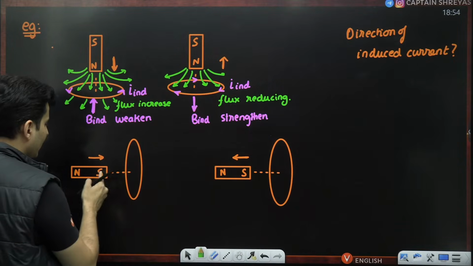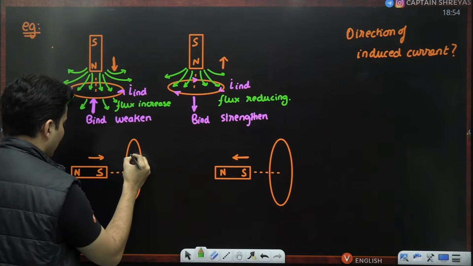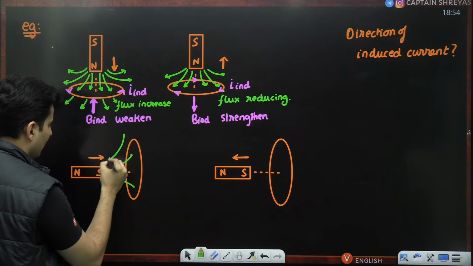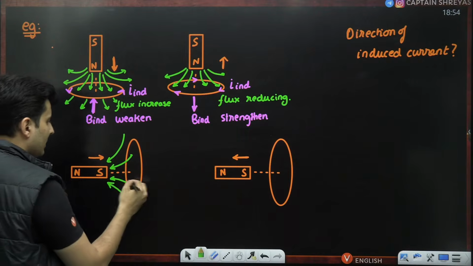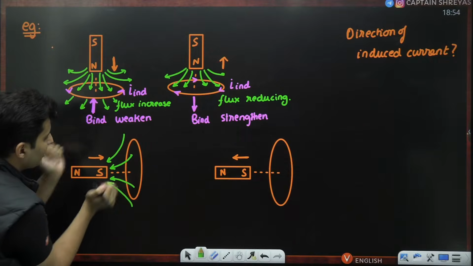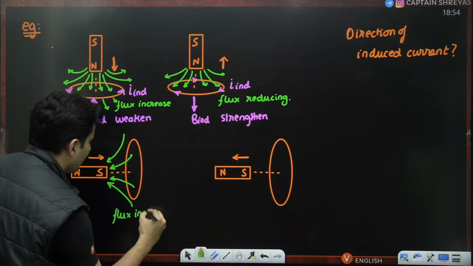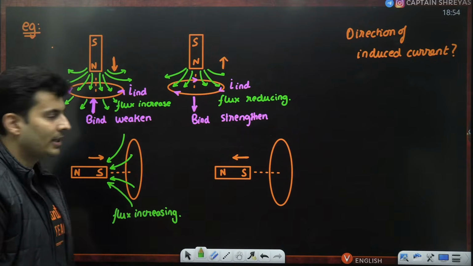Observe it carefully. The south pole is coming closer. That means the magnetic field lines will be coming like this, like this, like this, even like this. And you will see that as it comes close, even those field lines which are outside will now pass through the coil. So the flux definitely is increasing in this particular case.